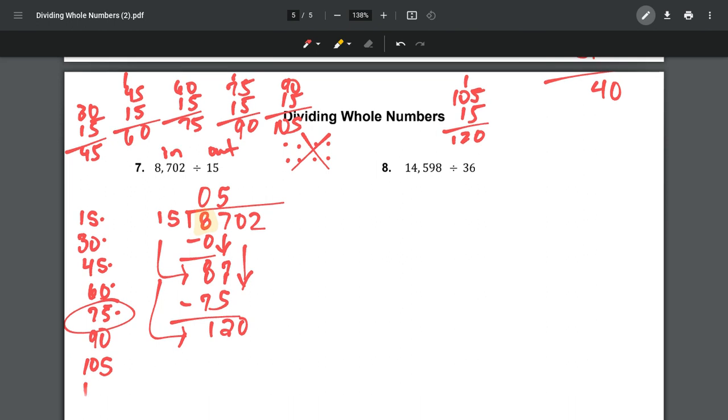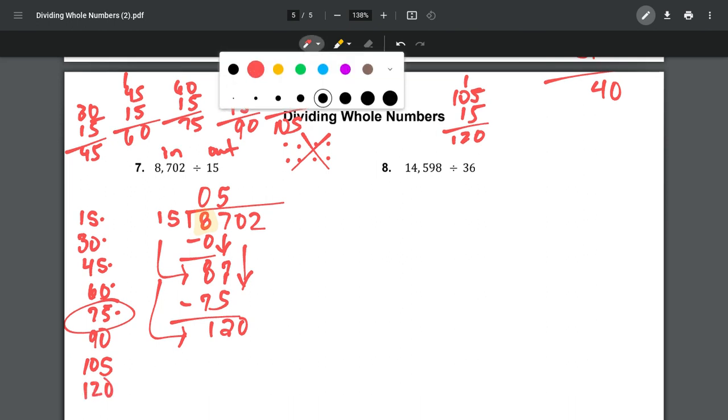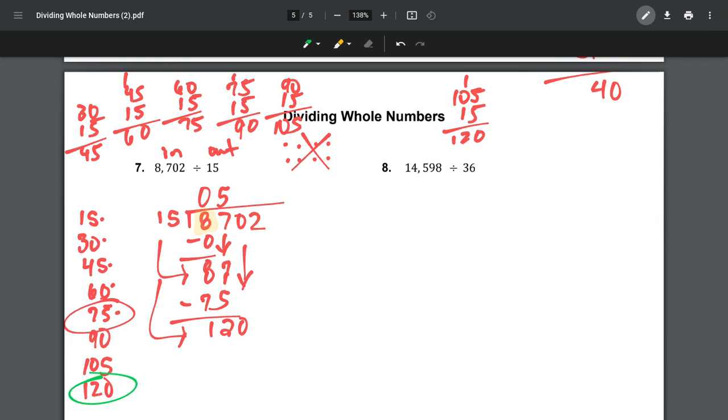120. Okay. So that's 1, 2, 3, 4, 5, 6, 7, 8. 8 groups. And subtract 120. And bring down the 2.